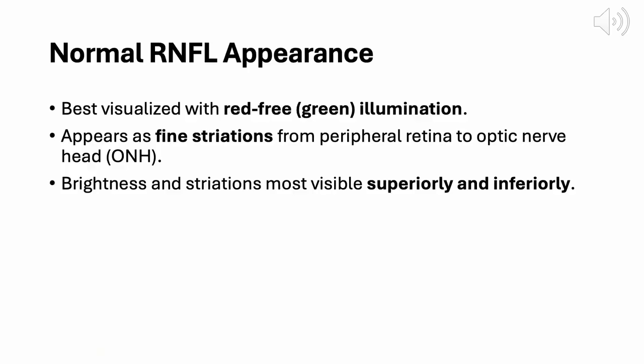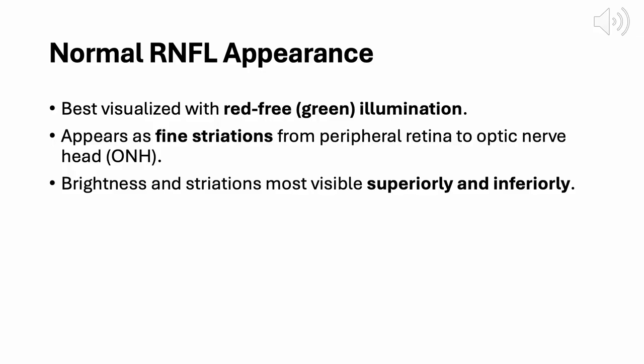Now that we've reviewed progressive optic nerve damage and the significance of disc hemorrhages, let's shift focus to the retinal nerve fiber layer, or RNFL. Understanding its normal appearance is essential when trying to detect early glaucomatous change.